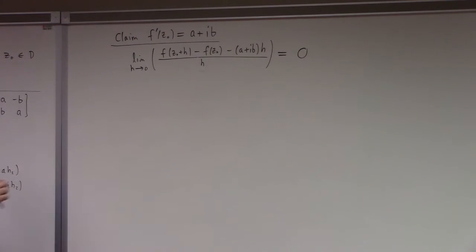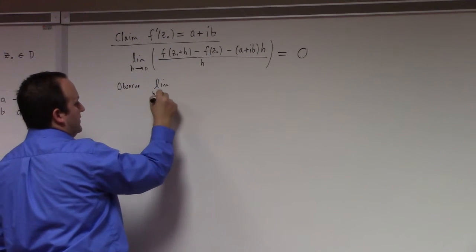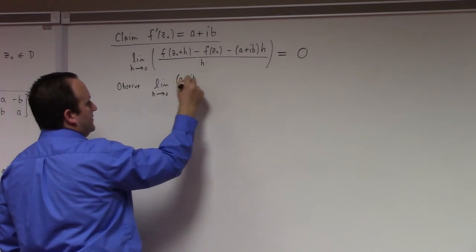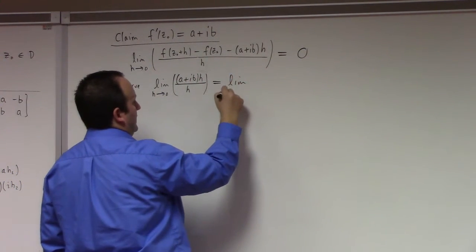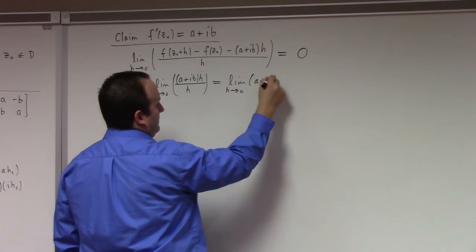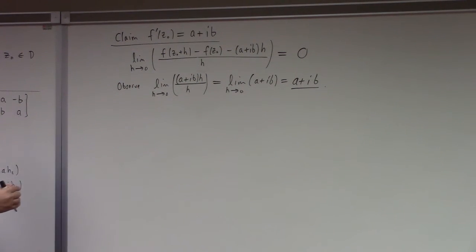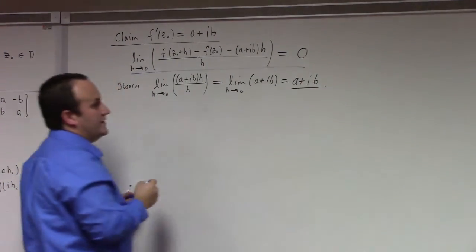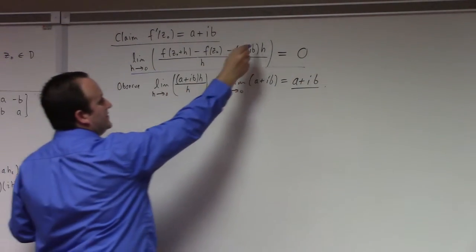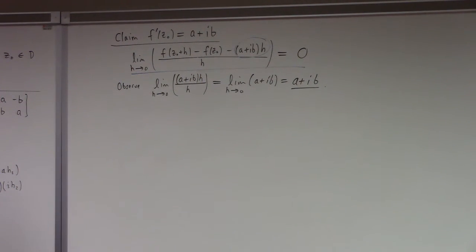Now, my next step is to observe the limit as h goes to 0 of (A plus iB) times h divided by h is equal to the limit as h goes to 0 of A plus iB, which is just what? A plus iB, right? So you can take the limit of the Fréchet quotient up here, you can break it into two pieces, the limit of this stuff and the other stuff. But the limit of what I just circled in blue exists.